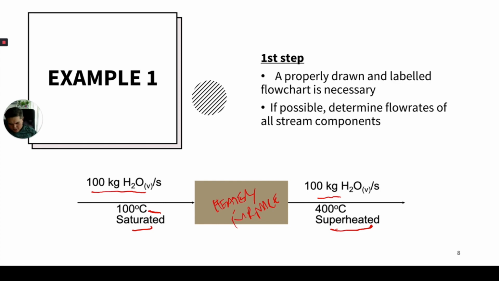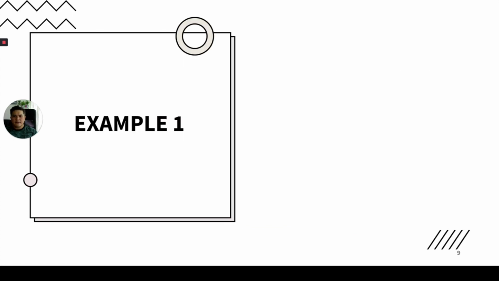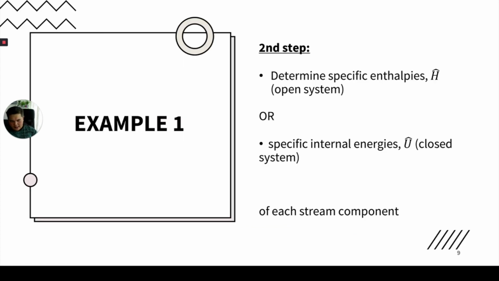So the first step is to properly draw and label the flowchart, and if possible, determine flow rates of all stream components. Here the flow rate is already determined, and we have started to draw and label the flowchart. So what's next? The next thing is to determine specific enthalpies or specific internal energies. We know this is a problem related to an open system, so we should know the specific enthalpy of each stream component. So how to do that?